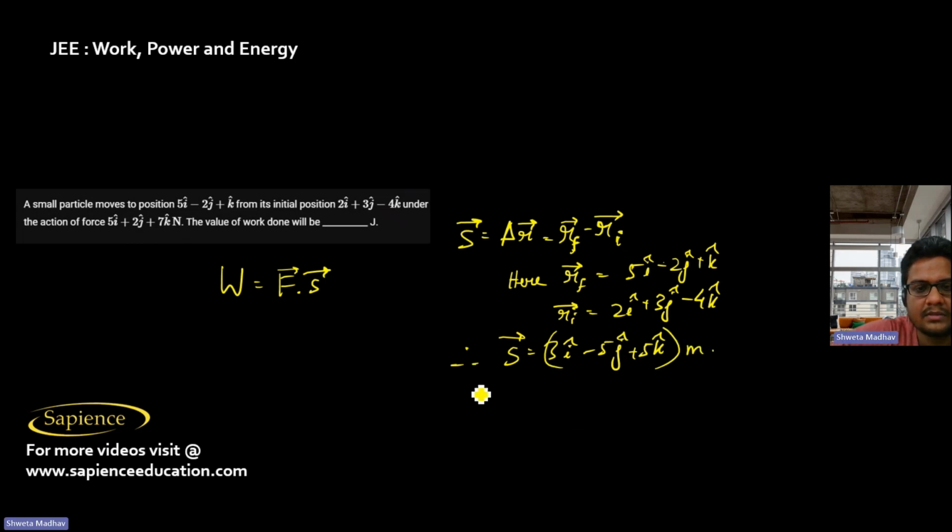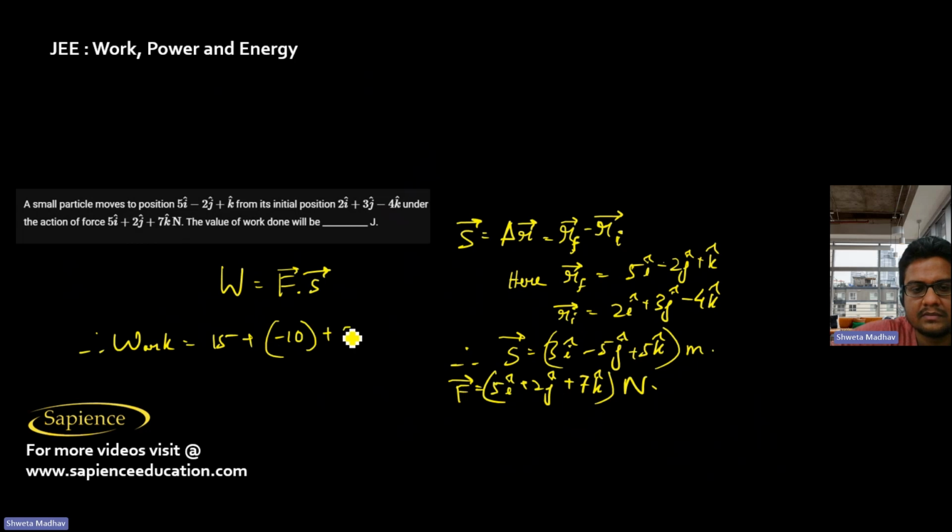Now F vector is 5 I cap plus 2 j cap plus 7 k cap Newton. So therefore the work done will be equal to F dot S. So 3 5s are 15 plus 2 into minus 5, that is minus 10, plus 7 5s are 35. So now 35 plus 5 we have to do. 35 plus 5 will be equal to 40 joule. The work done is 40 joule.